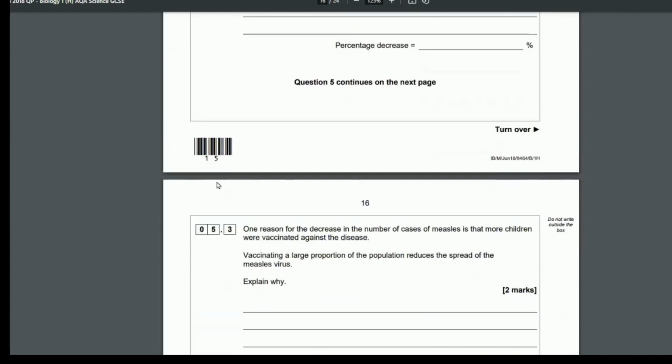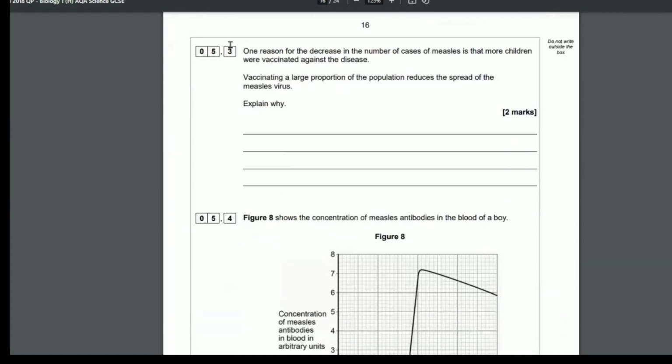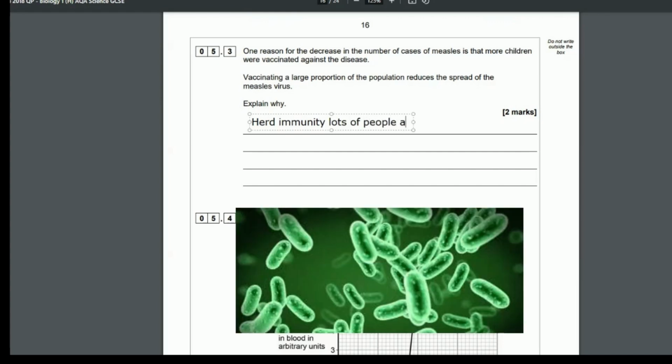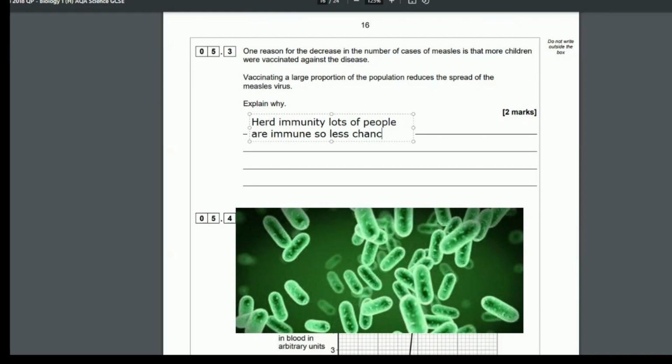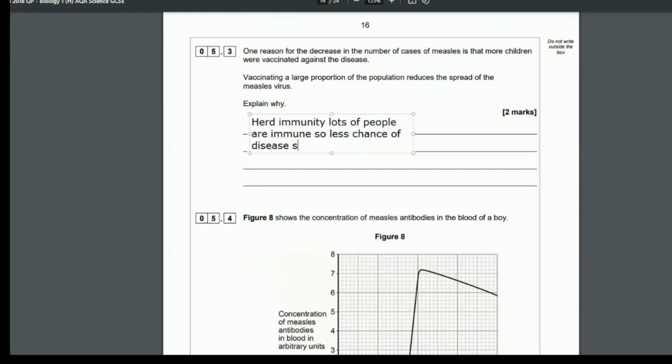Right, let's zing down. 5.3. One reason for the decrease in the number of cases of measles is that more children were vaccinated against the disease. Vaccinating a large proportion of the population reduces the spread of the measles disease. Explain why. If you vaccinate a large proportion, you might have heard of the word herd immunity. You can say lots of people are immune, so less chance of disease spreading.